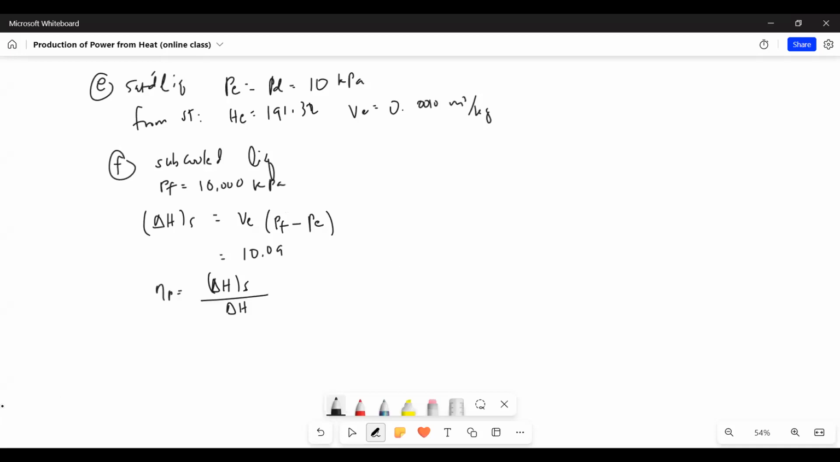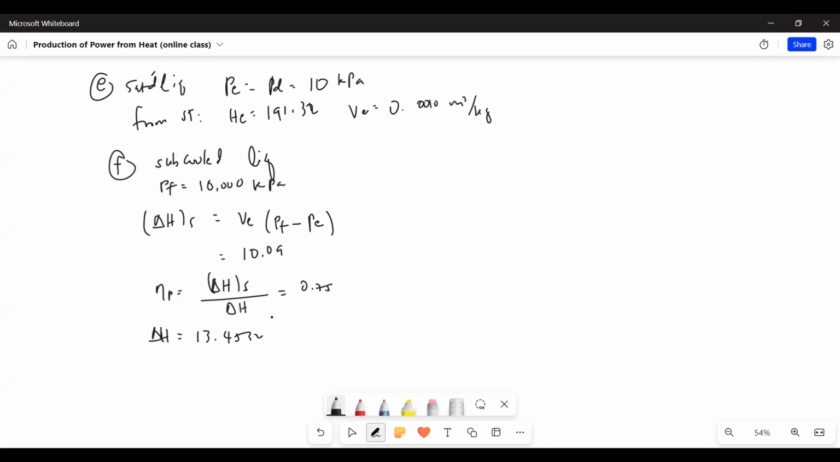Okay, so solving for delta H actual, so we're expecting this is higher. And we know that efficiency is given, diba, at 0.75. So solving for delta H, just substitute the values, you will get 13.4532. Okay, just substitute the values.